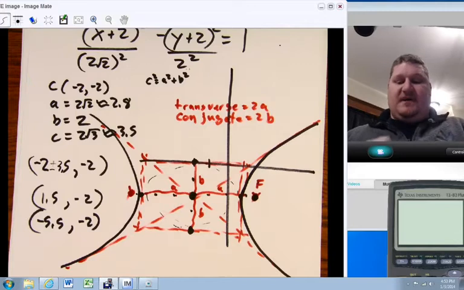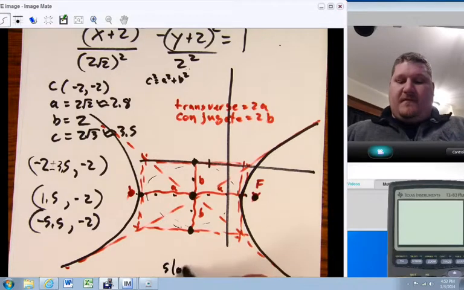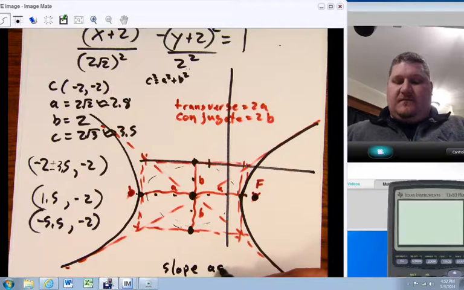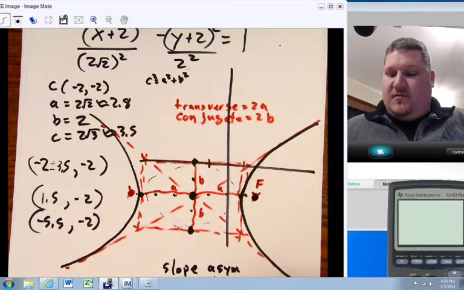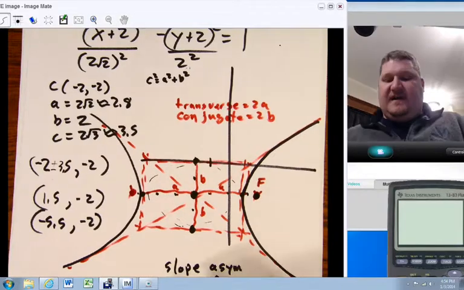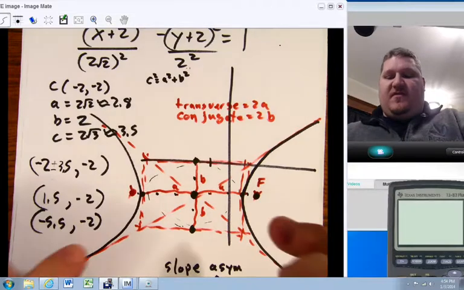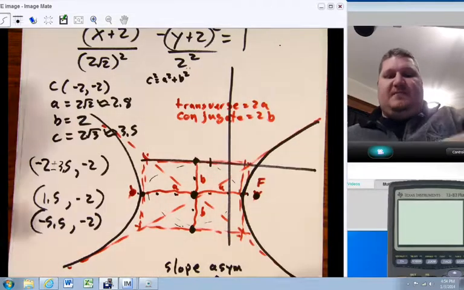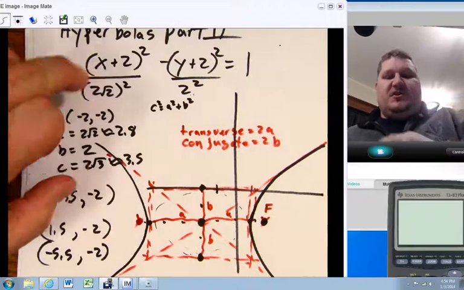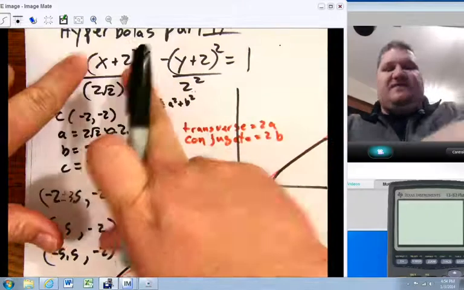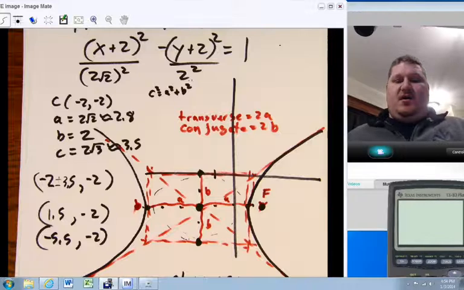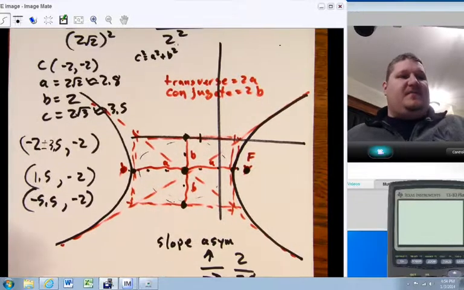Now, by the way, slope for the asymptotes is nothing but rise over run. So in our case, we went up 2 and over 2.8. So that's the slope, but that's a fairly minor issue. That's how it looks. It opens this way because x is first. How do you know which one's first? It's the one that's positive, not the one that's negative. Okay, we'll come back in part 3 and finish this up.